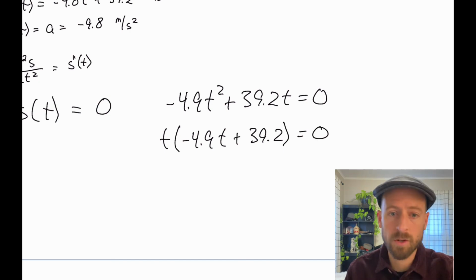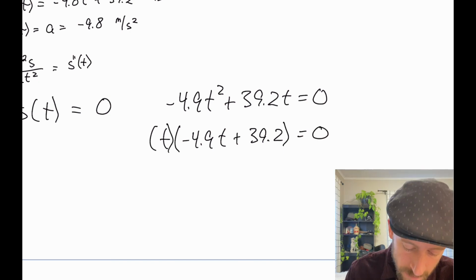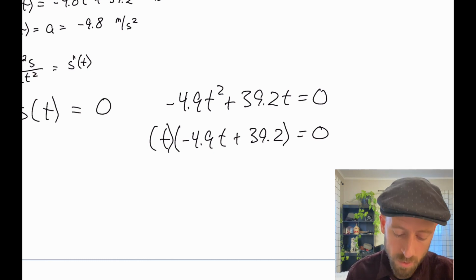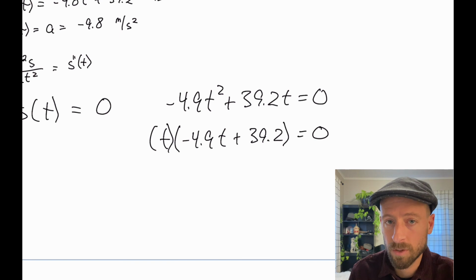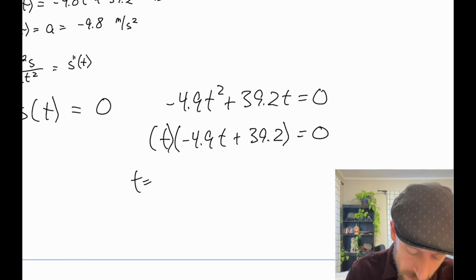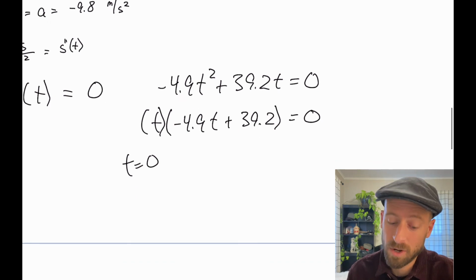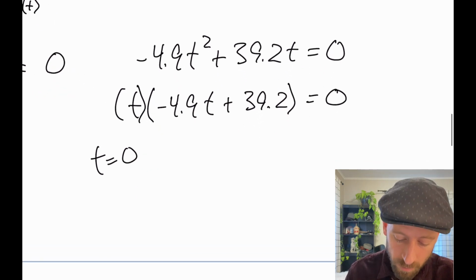And then I can see that there's 2 factors. One factor is just t, and the other factor is negative 4.9t plus 39.2. And I'm going to take each one and set it equal to 0. This is the zero product property. So at t equals 0 seconds, we know that we haven't launched the ball yet. The other solution is the one that we really want.